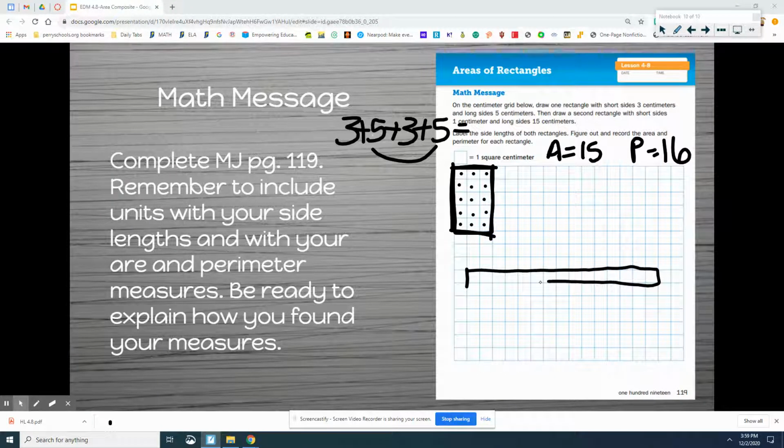So this is my rectangle. It is a skinny rectangle. I need to find the area. So what is the area? You should have said 15. 5, 6, 7, 8, 9, 10, 11, 12, 13, 14, 15.